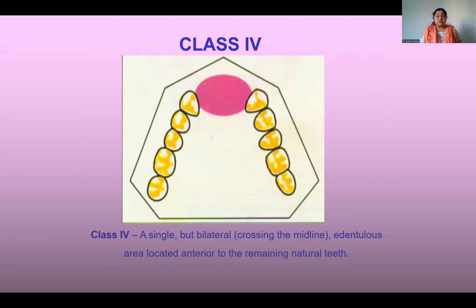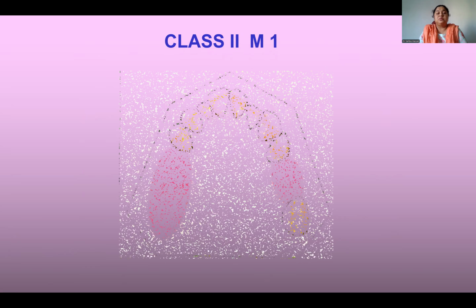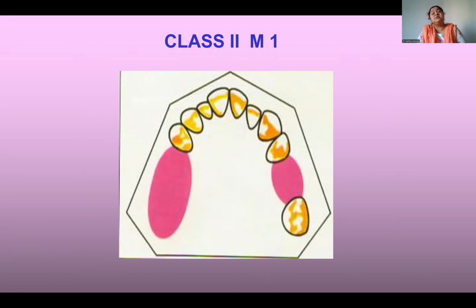Whenever you're given a classification question, I would request all the students to draw this diagram and write this much, and you'll get full marks. So I'm just showing this. Suppose you get this design. Now, why is it class 2 modification 1?